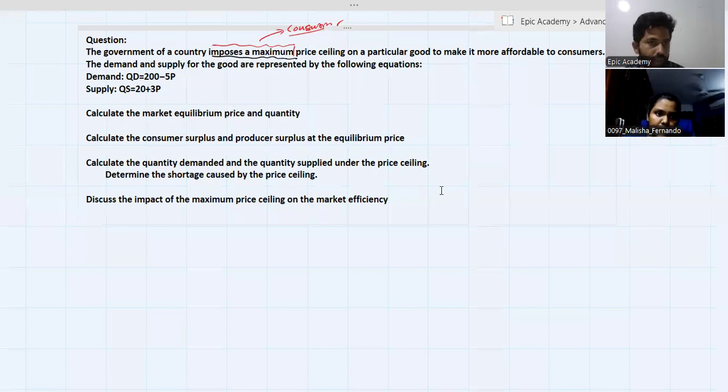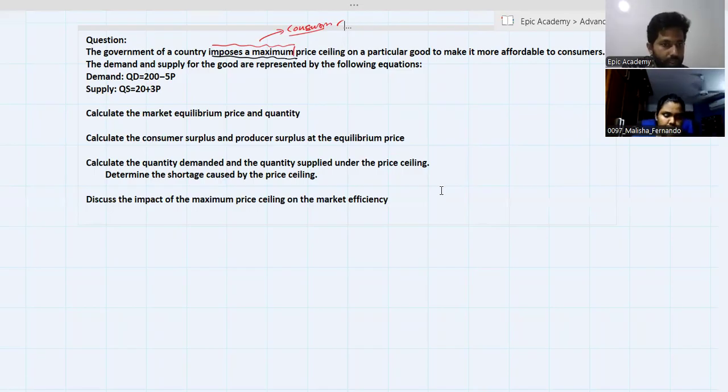You are already given two equations. QD, I mean the demand curve, is 200 minus 5p, and QS equals 20, it is not minus, plus 20 plus 3p. The first question is to calculate the market equilibrium price and quantity. The second question is to calculate the consumer surplus and producer surplus at the equilibrium price, I mean the equilibrium position.